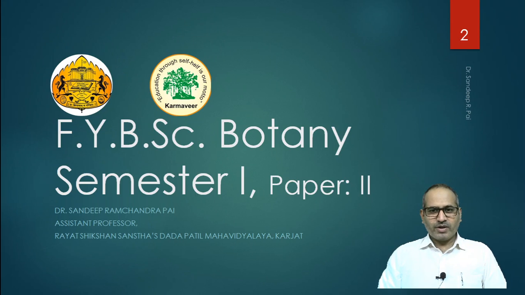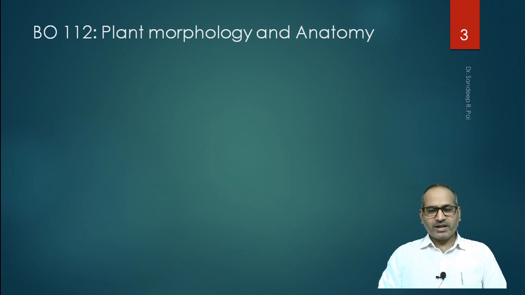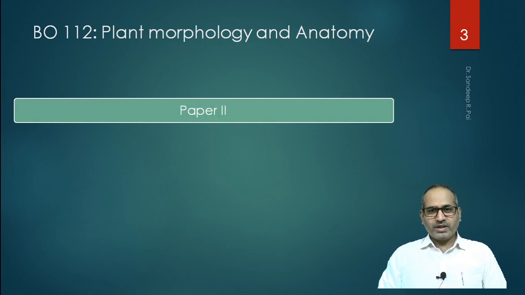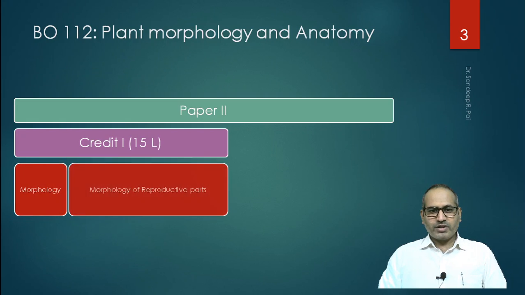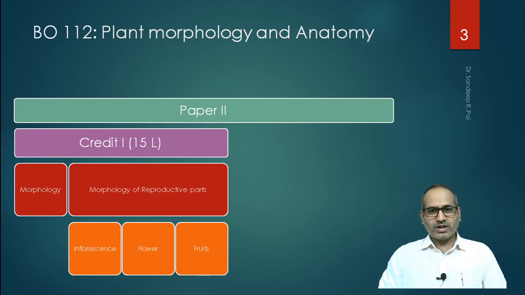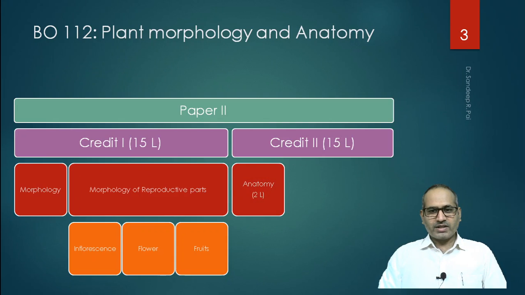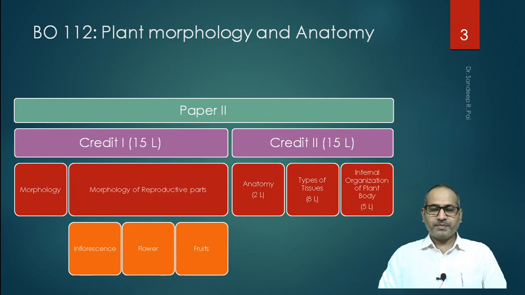I will be dealing with FYBSc Botany Semester 1, Paper 2nd. In continuation with my earlier lecture on BO 112 Plant Morphology and Anatomy, we have seen that Paper 2nd has 2 credits, out of which the first credit has morphology of reproductive parts, in which inflorescence, flowers and fruits are covered, and the second credit with 15 lectures has anatomy, types of tissues and internal organization of plant body covered.